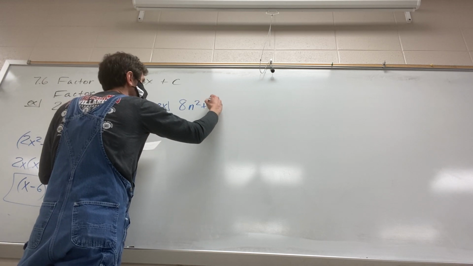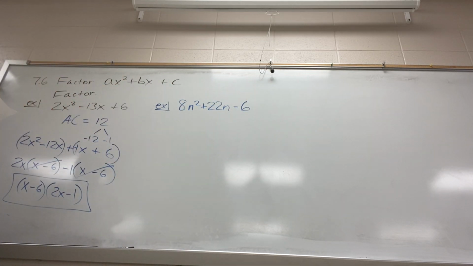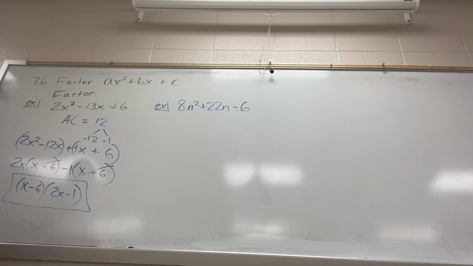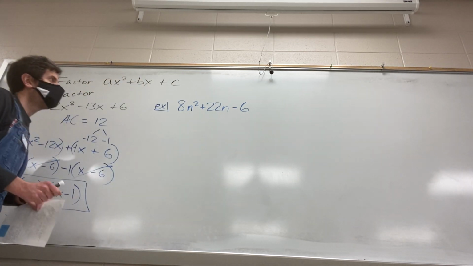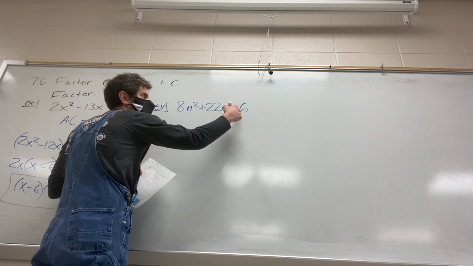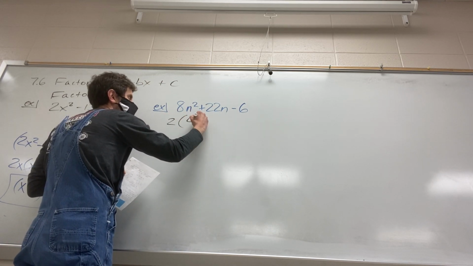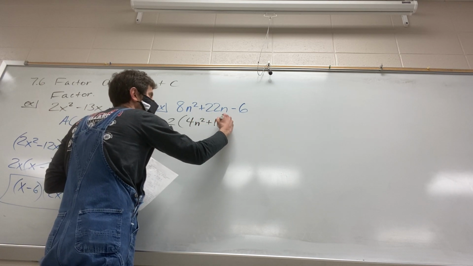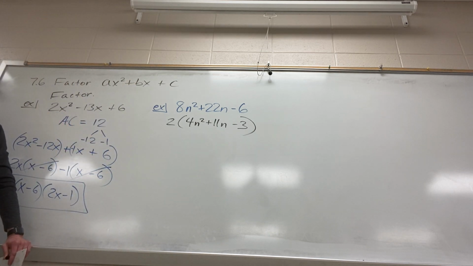8n squared plus 22n minus 6. We're just factoring this one too. Always check if you can factor out a monomial. Can you? 4n squared plus 11n minus 3. Oh, because you can take out a 2, can't you? Don't those all have a factor of 2 in them? Yeah. So it'll be 4n squared plus 11n minus 3, and you divide out that 2.